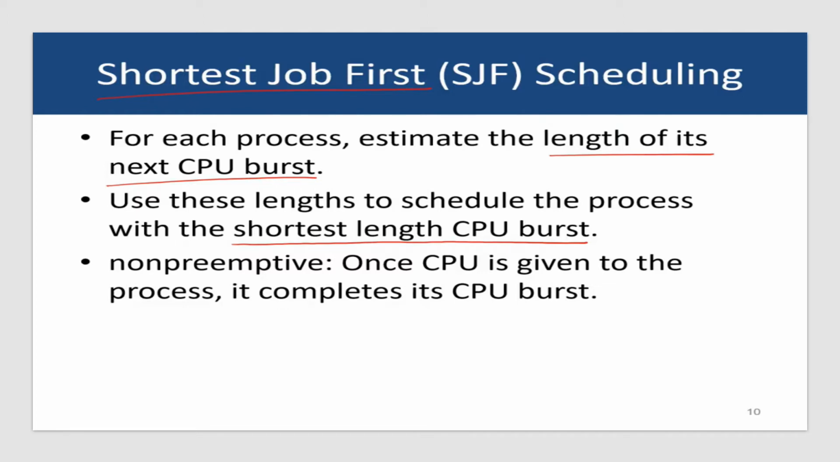Note that SJF, short for shortest job first, is also a non-preemptive scheduling algorithm. Once the CPU is given to a process, it will only be voluntarily released by the process when the CPU burst completes.